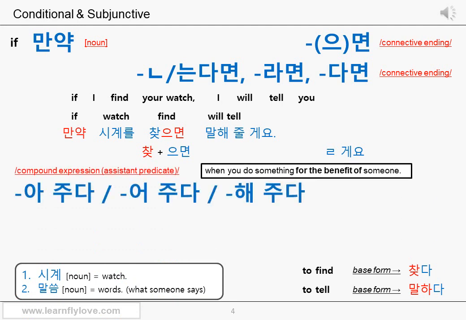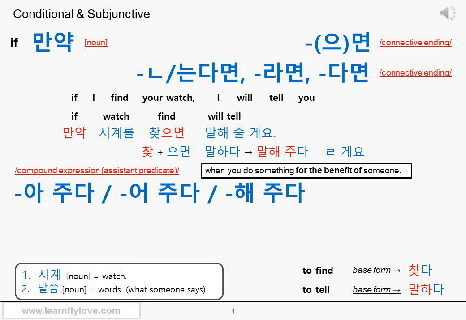Anyway, when you want to add a meaning that you do something for someone or for the benefit of someone to a predicate, you can use compound expression by adding assistant predicate 주다, or 해주다 to the stem of the verb. It's a new grammar. Please remember this one. 말하다 has 하 sound in its stem. Therefore, you add 해주다. You know how they work, right?